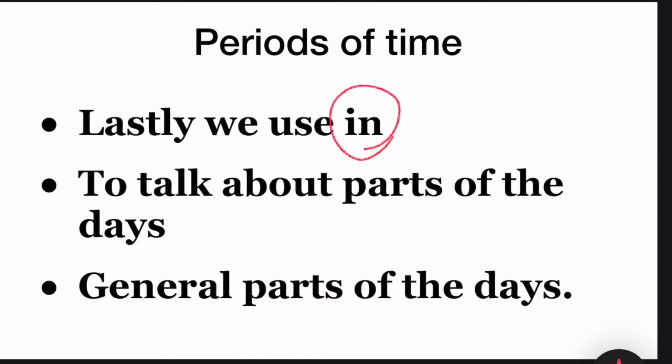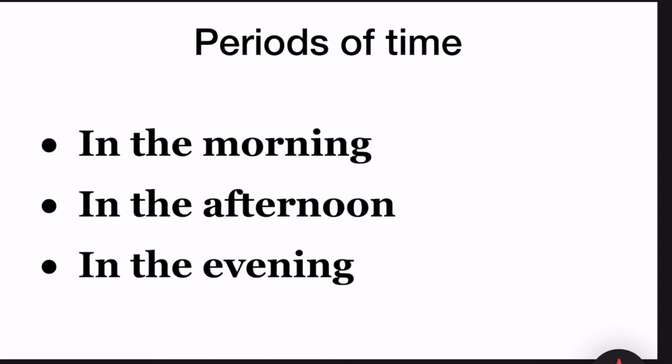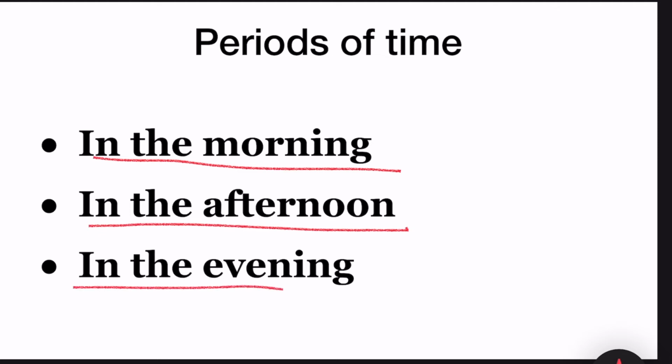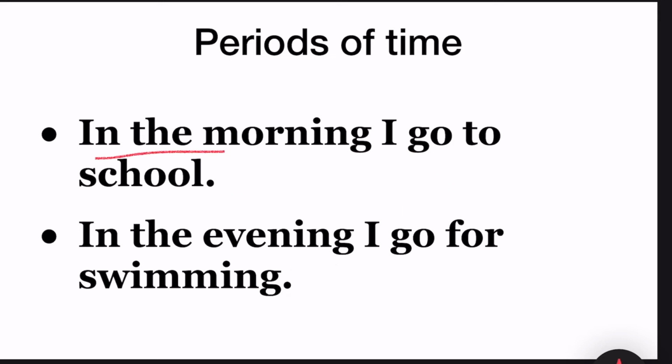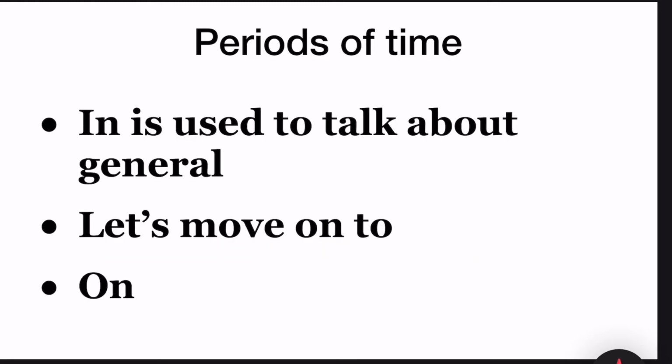Lastly, we use in to talk about general parts of the day. For example, in the morning, in the afternoon, in the evening. These are all parts of the day, so before them we have used in. In the morning, I go to school. In the evening, I go for swimming. So, we came to the conclusion that in is used to talk about general time periods.